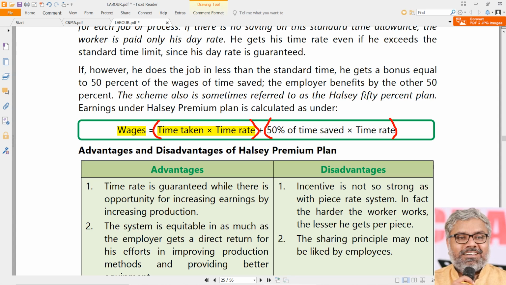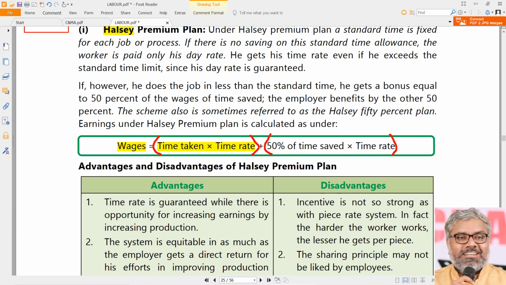Plus, next, what is the bonus that they are entitled to? 50% of time saved multiplied with the time rate. That is the bonus they are entitled to. This is where the Halsey plan has a difference. In the first part, there is no difference. There is no Halsey there. Only in the second part, the bonus, does the Halsey plan come in. What Halsey said, simply speaking, was: whatever the time saved, give 50% of that to the worker.